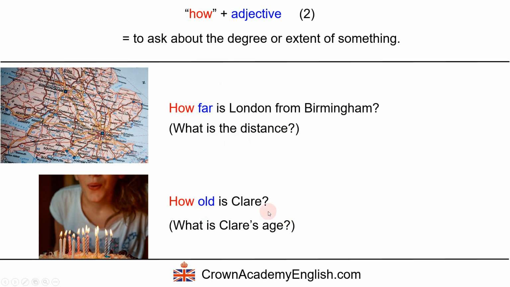How old is Claire? I'm sure you've all heard this question. Well, this is the structure. We have how followed by an adjective. And we're asking what is the degree of Claire's age? So in other words, it's another way of asking what is Claire's age? Okay, how old is Claire?